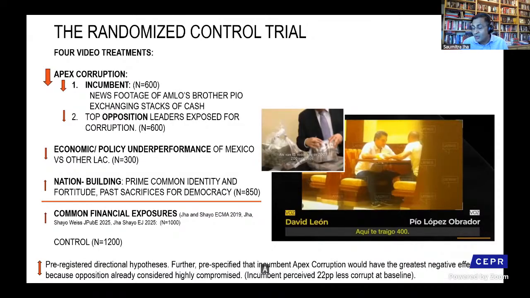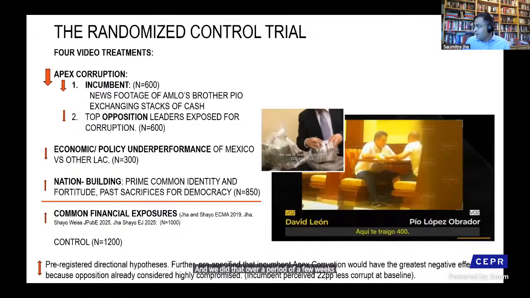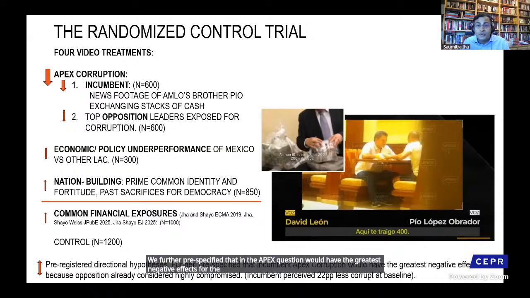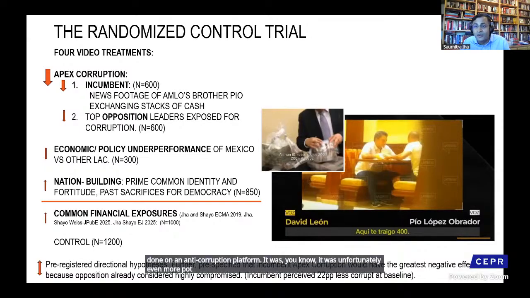A second approach, which I'm going to elaborate on in a moment, is using common financial exposures, giving people a stake and a way to invest and learn by trading stock in the Mexican National Index Fund. And we did that over a period of a few weeks as well. We further pre-specified that apex corruption would have the greatest negative effects for the incumbent because, unfortunately, it was in some ways news. Because the movement had been built on an anti-corruption platform, it was even more potent in some sense, because some people in that movement weren't entirely on board with that mission.